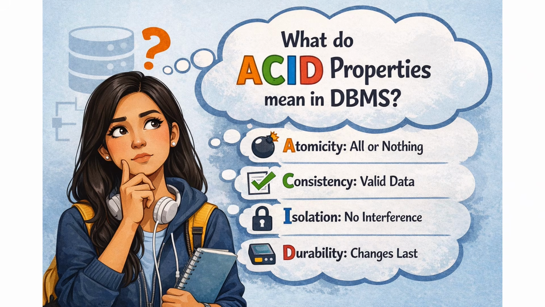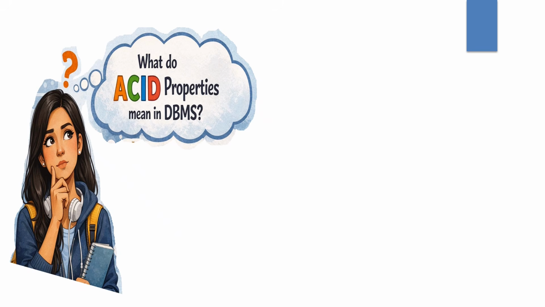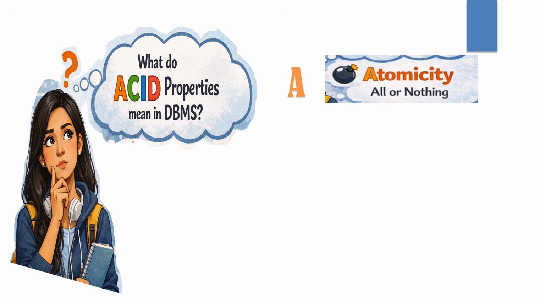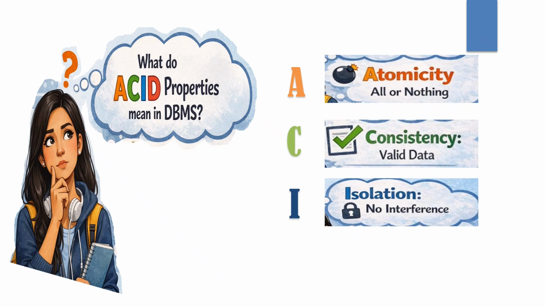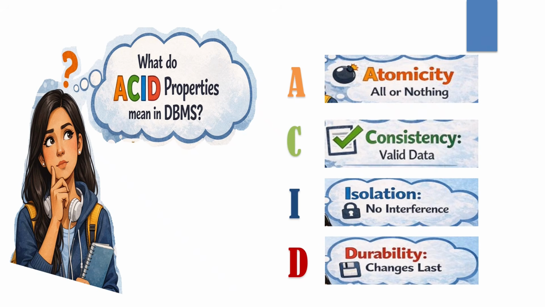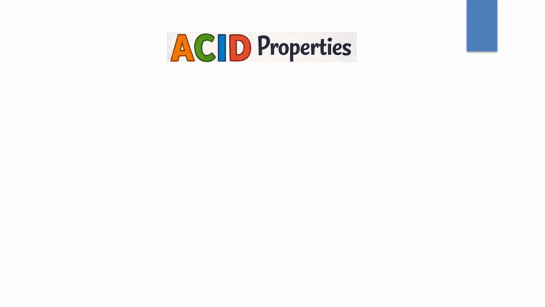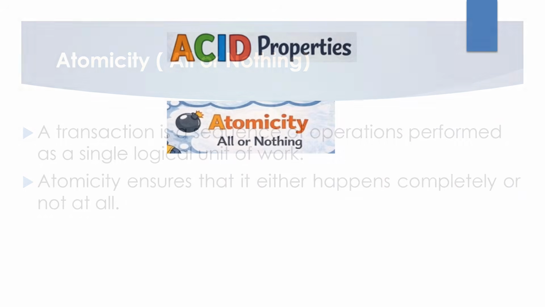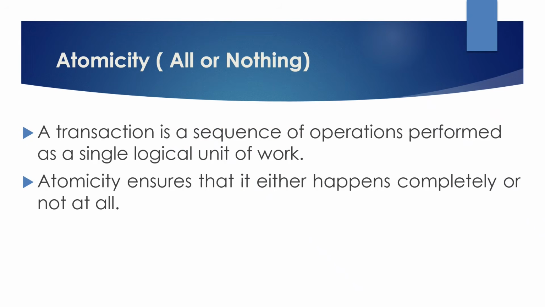What do ACID properties mean in a DBMS transaction? ACID properties are A for atomicity, C for consistency, I for isolation, D for durability. A, C, I, D. Remember this. Now we will see the first property, atomicity. The punchline for atomicity is all or nothing.